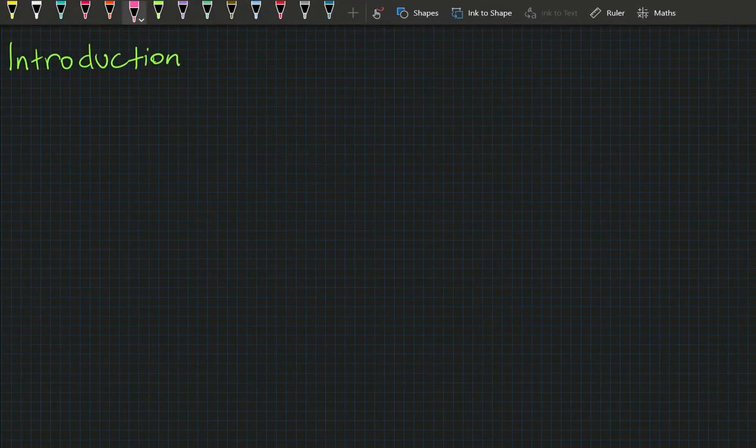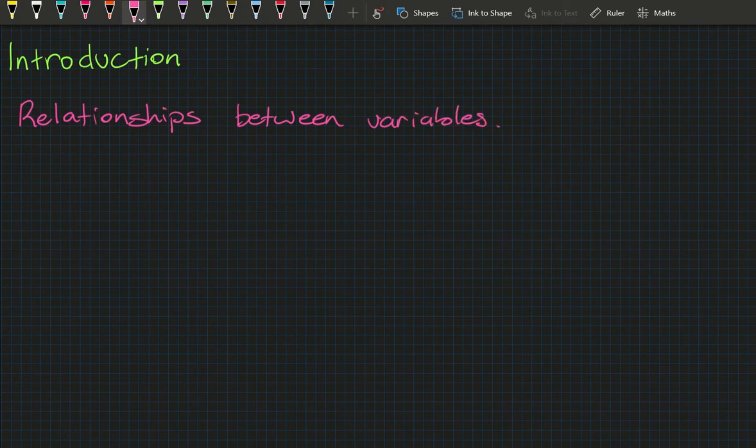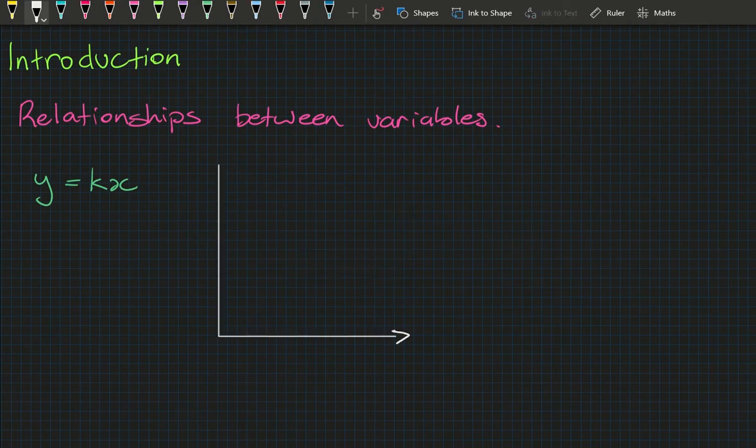So the first part of this lesson is all about defining the relationships between variables. The first one is where we have one variable that's equal to a constant times another variable. In this case, we'll say y equals k times x. If I just paste in these axes, with x across and y up, this is always going to be a straight line, and y is going to be equal to k when x is 1. It really doesn't matter what k is, it's just going to change the angle of that slope.